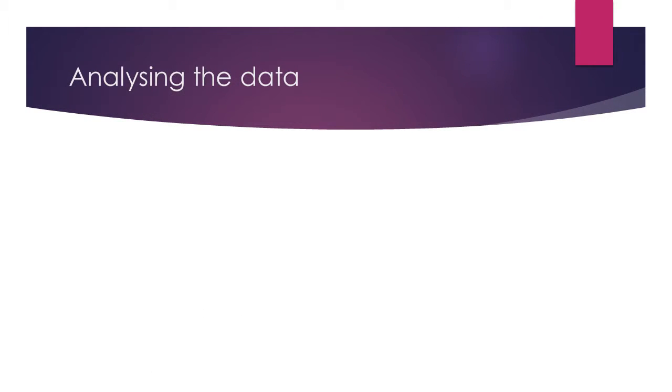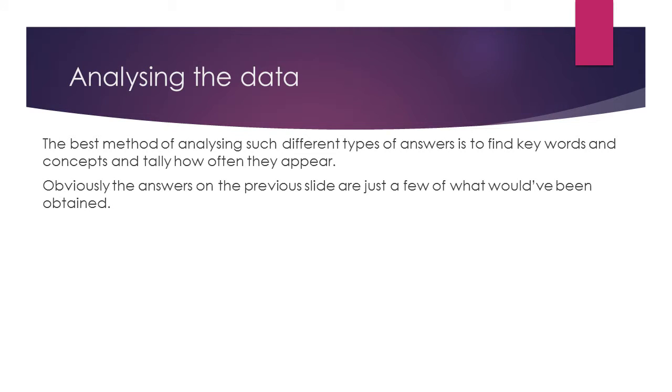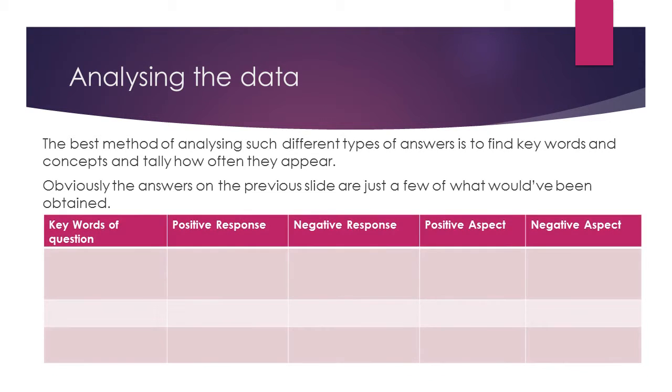Now, of course, analysing the data is a bit more difficult because all the answers could be completely different, but generally there's a common vein. The best method is to find key words and concepts and tally how often they appear. So obviously the answers on the previous slide are just a few of what would have been obtained in a survey. For the question, why, you'd have 20 with a positive result, 5 with a negative, and the positive aspects, the key words could be taste, sparkle, colour, and the negative aspects, cranberries, because they don't like them, or the drink's too sparkly.